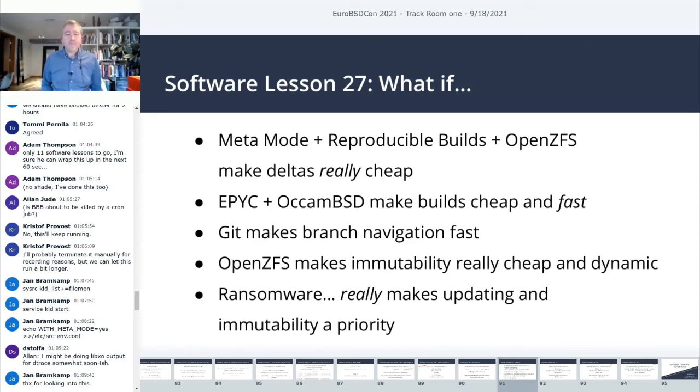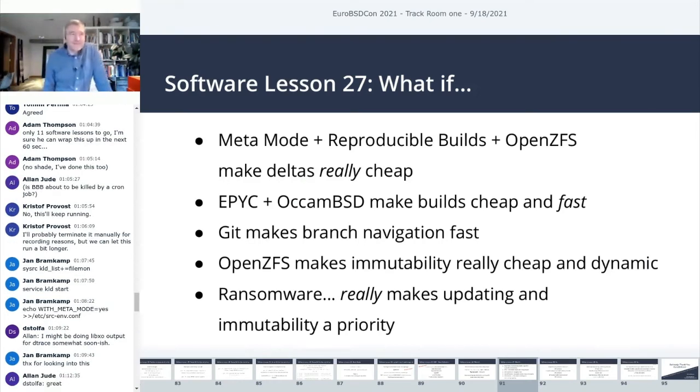This is now. Git makes branch navigation really fast. OpenZFS makes immutability really cheap and, again, dynamic. You don't have to unmount your root file system or umount -uw root and stuff, like from single-user mode and all that. That's all gone. That's then. And things like chflags and schg, it's like, wait, oh, you wanted these few files to be immutable? How about you just make the entire data set immutable? It's free. It's great. It's awesome.